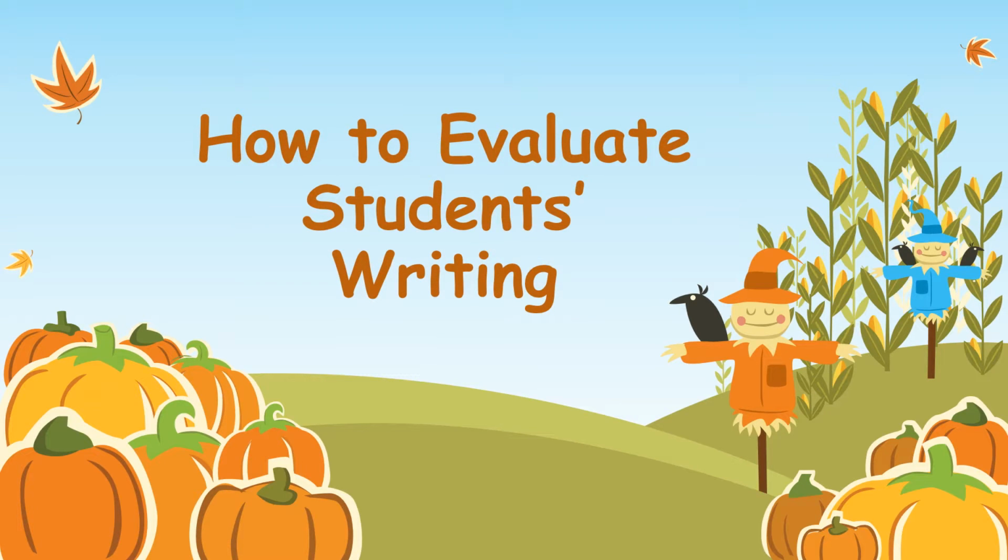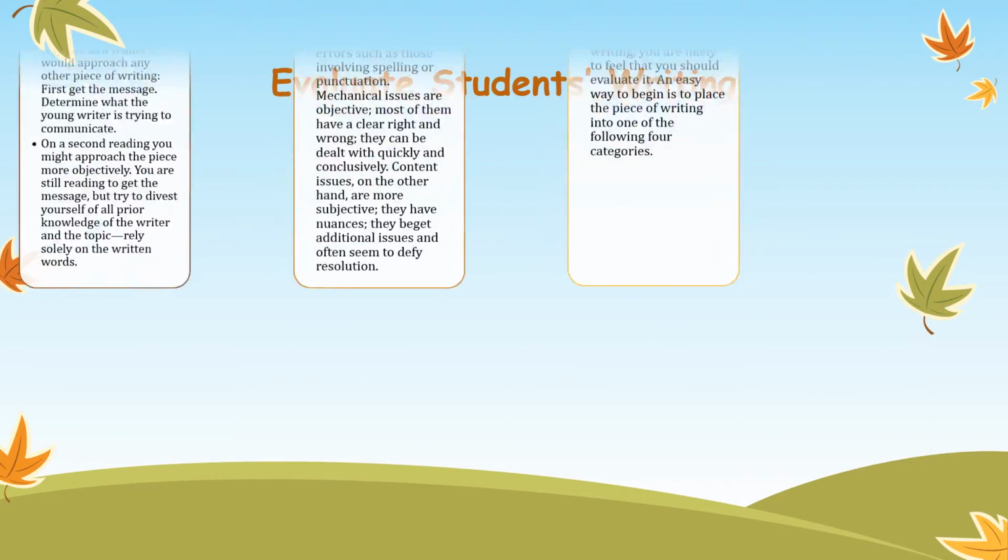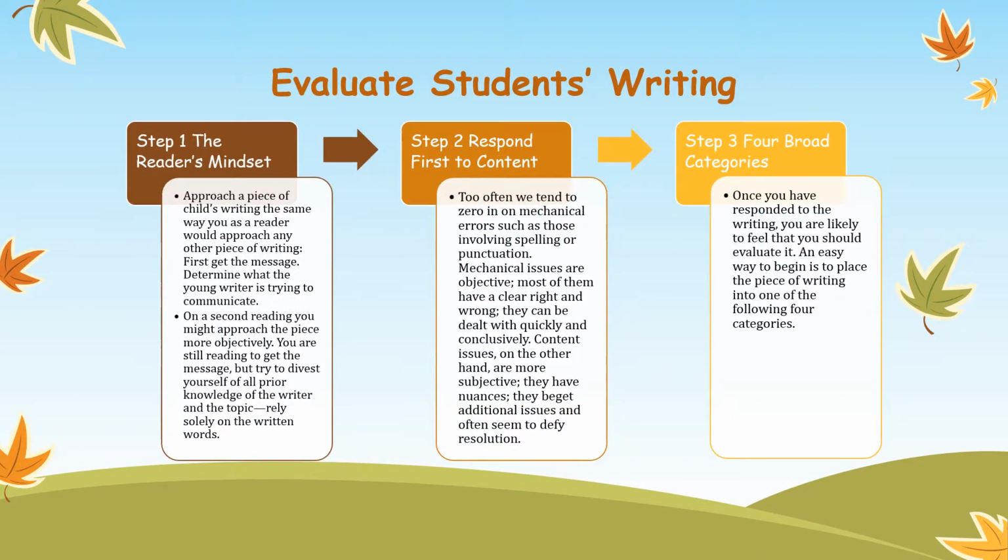How to evaluate students. Evaluate students' writing. Step 1. The reader's mindset. Approach a piece of a child's writing the same way you as a reader would approach any other piece of writing. First, get the message. Determine what the young writer is trying to communicate.